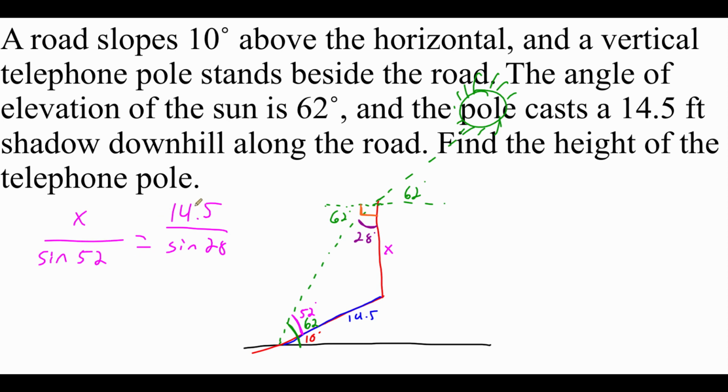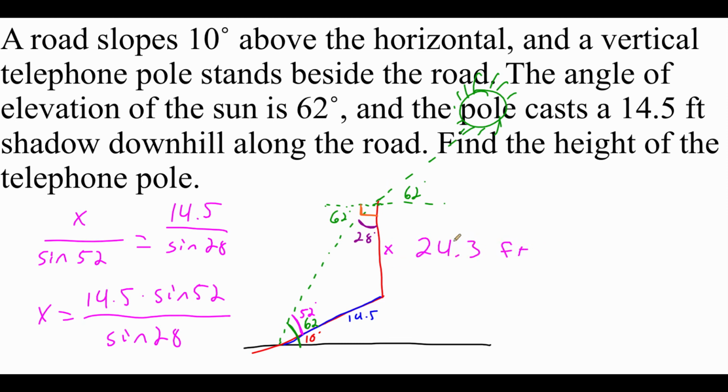Now I'm going to multiply that sine of 52 over to the right-hand side. So x equals 14.5 times the sine of 52. And then we have to divide that by the sine of 28. Now I'm going to type all of that into my calculator. And when we do, we should get a height of about 24.3 feet. So this telephone pole is a little bit more than 24 feet tall.